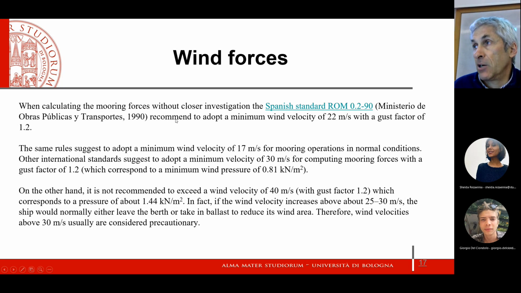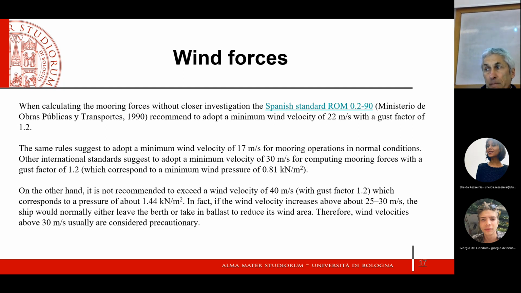Okay. Now, wind forces again. So, orders of magnitude, once again. The Spanish standard recommends adopting a minimum wind velocity of about 20 meters per second with a gust factor of 1.2. It's 22 actually. So if we don't have the opportunity to make a closer investigation, this is what the Spanish standard suggests: 22 times 1.2 as gust velocity to be adopted to support our project.